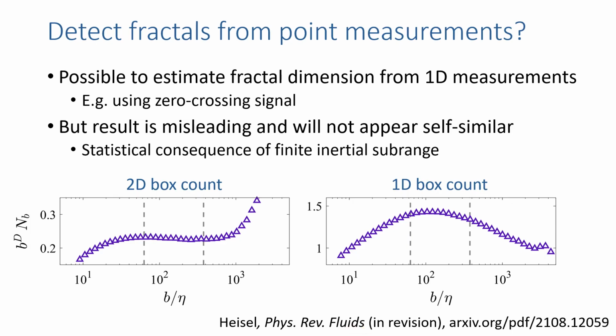Just to show you a quick example, conducting a 2D box count on the wind tunnel measurements yields a nice flat curve in the pre-multiplied box count, which is an indicator of self-similarity within the inertial range. However, if you look at the same statistic on one-dimensional signals, you get something that does not appear to be self-similar in any way.